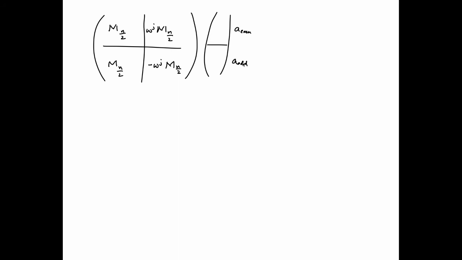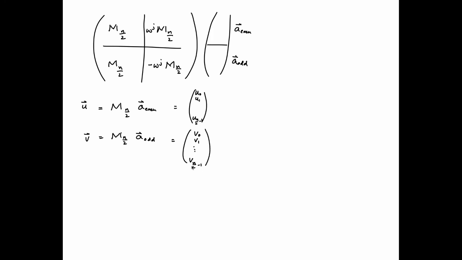And so what we're going to do is we'll just compute M sub n over 2 times a even. This is a vector, that's a vector, right? So let's call this vector u, and we compute M sub n over 2 times a odd, and we call that vector v. So we now get this vector u, which is u naught, u1, up to u sub n over 2 minus 1, and v, which is v naught, v1, up to v sub n over 2 minus 1.